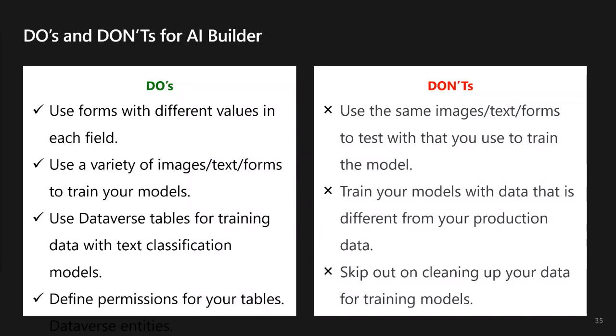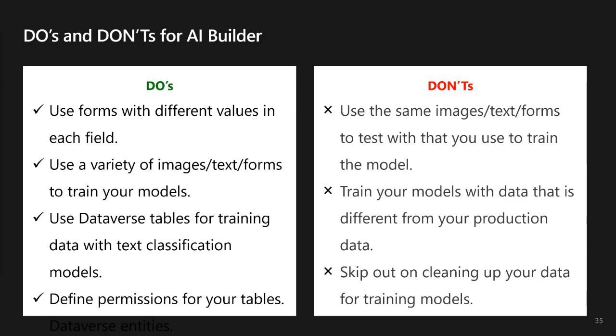Make sure that when you use forms in a form recognizer, that you use forms or invoices, documents, etc., whatever you're using, images that have different values in each field. You don't want to use the same form over and over. That's not going to be a great way to train your model. You'll also want to make sure that you're using a variety of images, text, whatever type of model you're using to train those models.